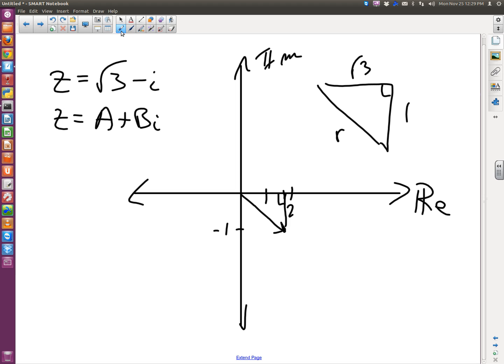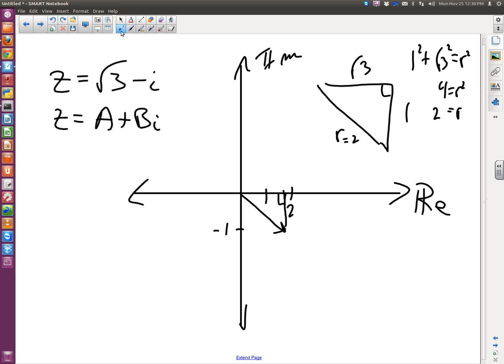I want to know how long the vector is. Pythagoras, right? In other words, it's 1 squared plus rad 3 squared equals r squared. And rad 3 squared is just 3, plus 1 is 4, is r squared, so r is 2. So we're going to say r is 2, the principal root of 4, not positive, not negative, just an absolute value of length. Okay? So that vector is 2 units long.